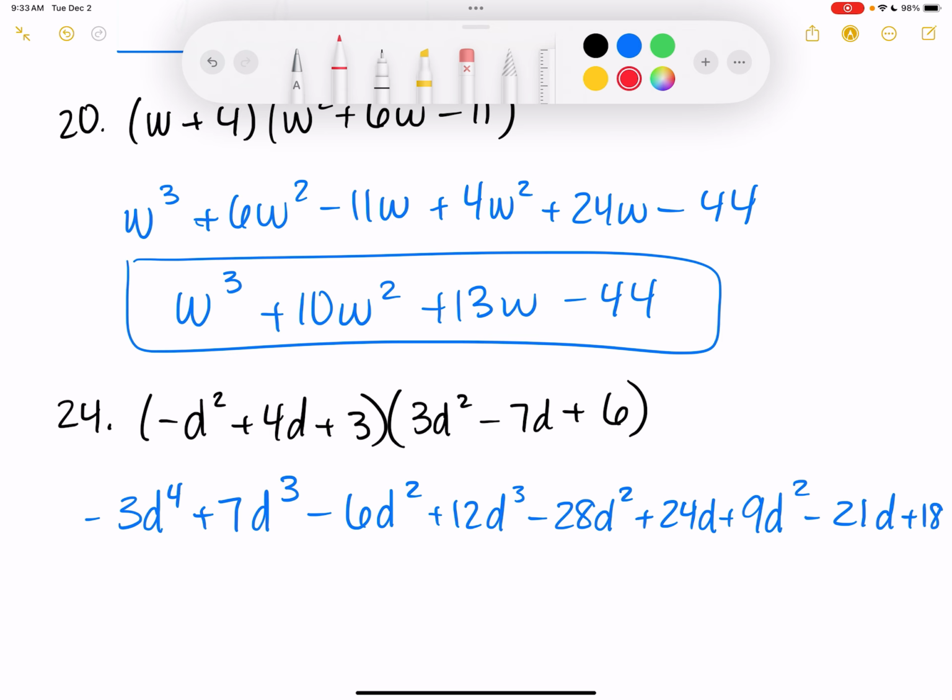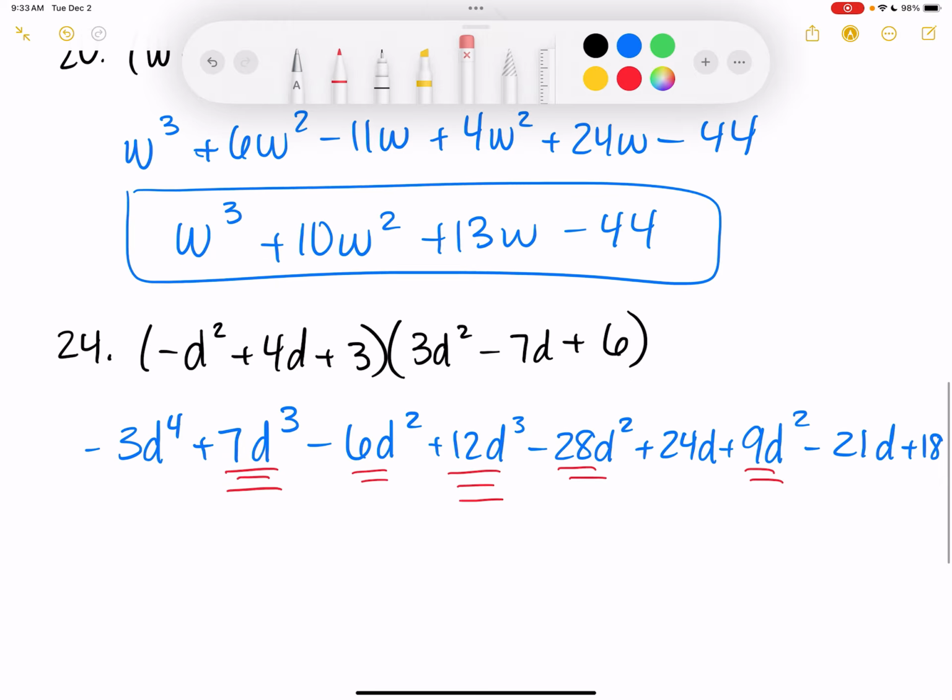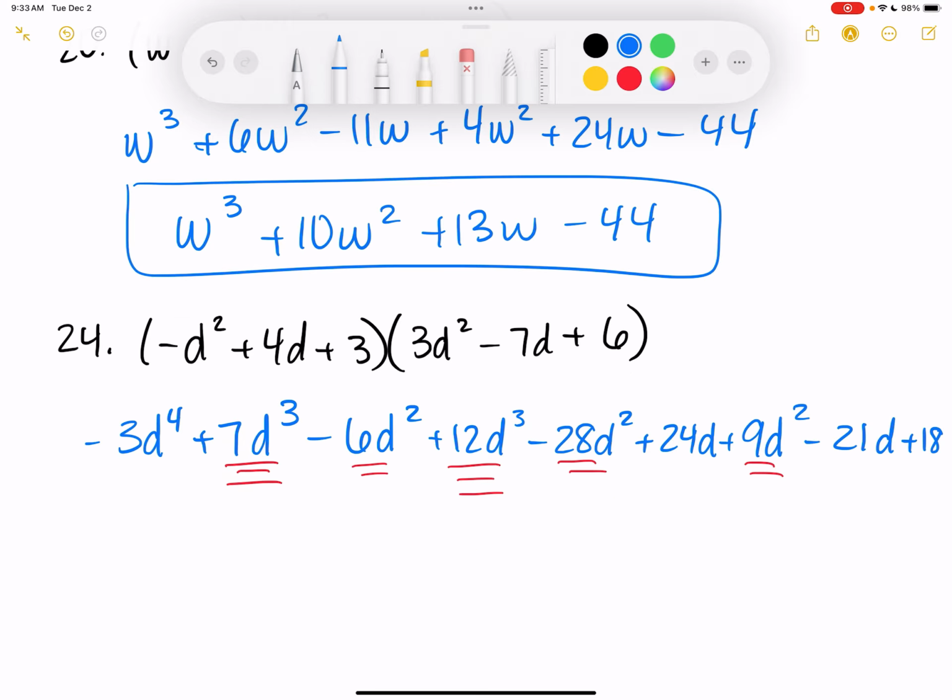A lot of times with my like terms stuff, I'll go through and put 3 lines under each of my cube terms or 2 under each of my squared terms to make sure that I get them all. It's really just up to you if you want to do that or not. Some people find it helpful, some people don't. Again, purely up to you.